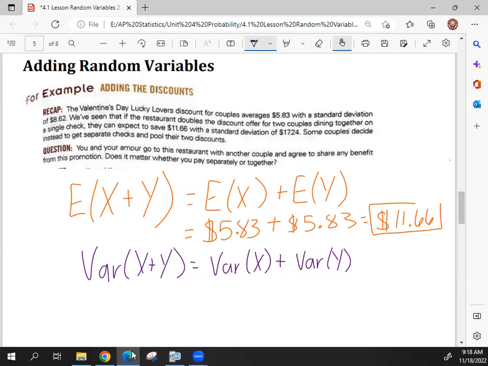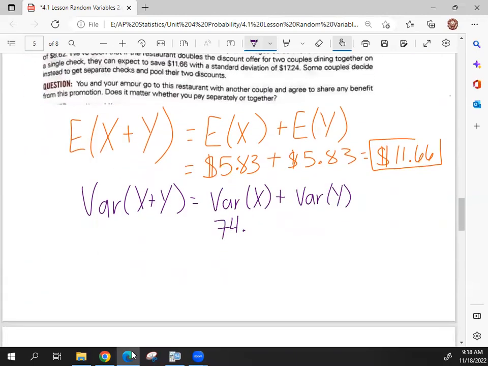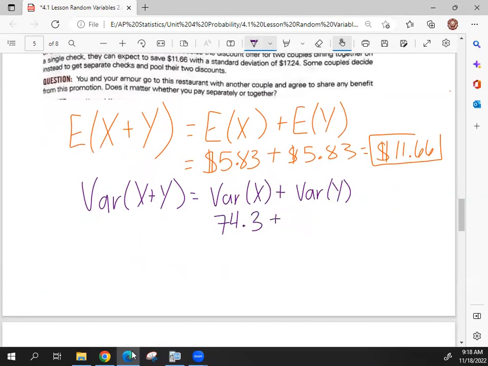And so our variances were 74.3. So I'm going to add them together and get 148.6. And then to get my standard deviation, I will square root that.